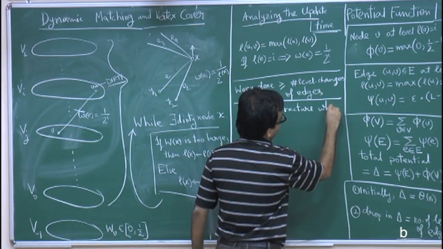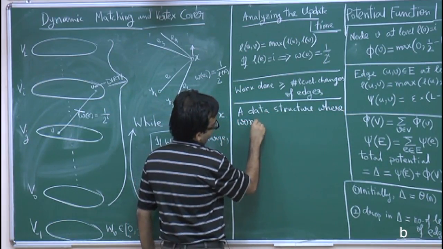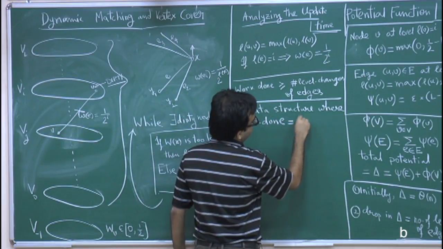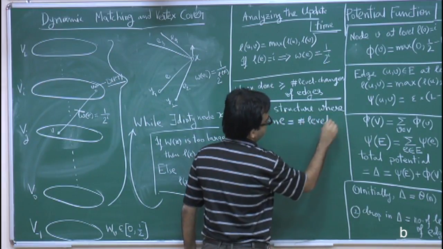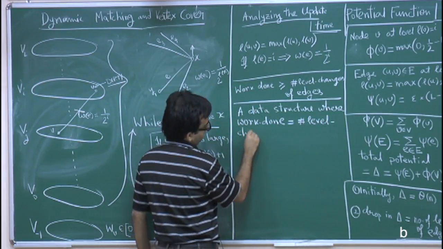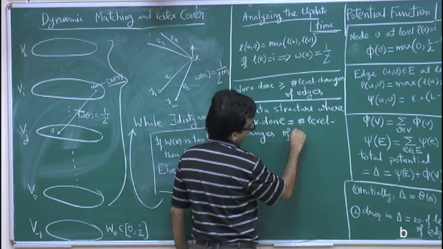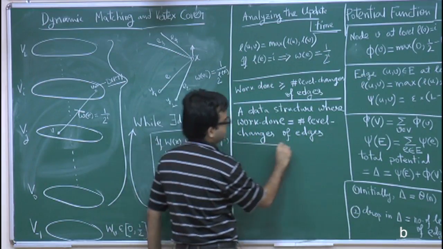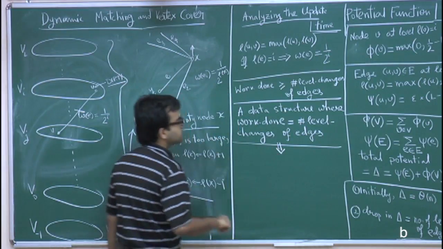So, what is a data structure where work done is roughly equal to the number of level changes of edges? This is what we are going to design here.